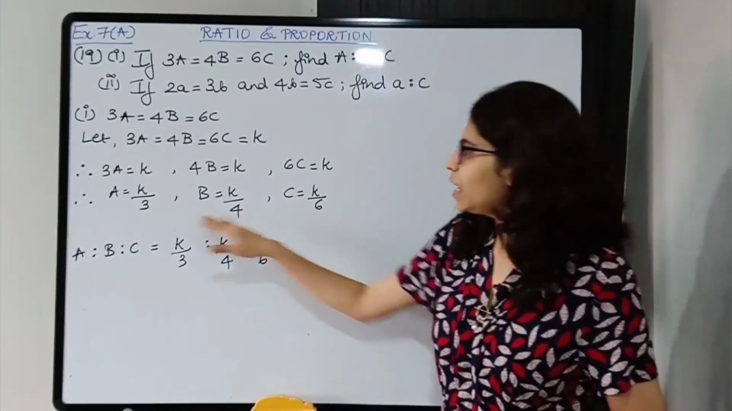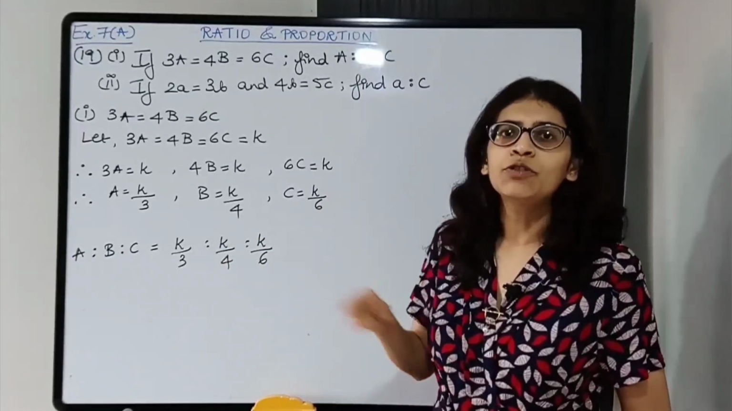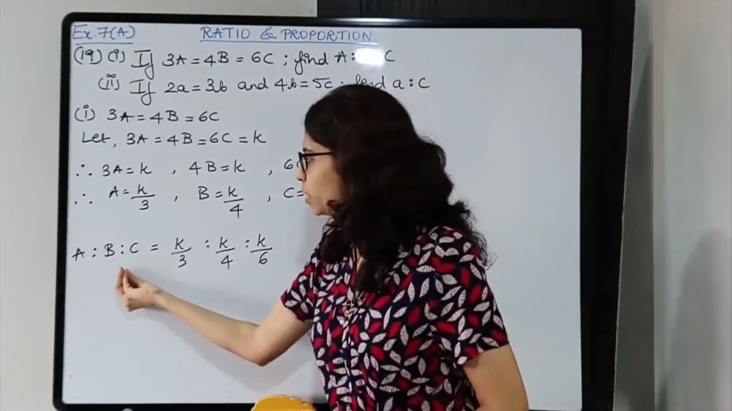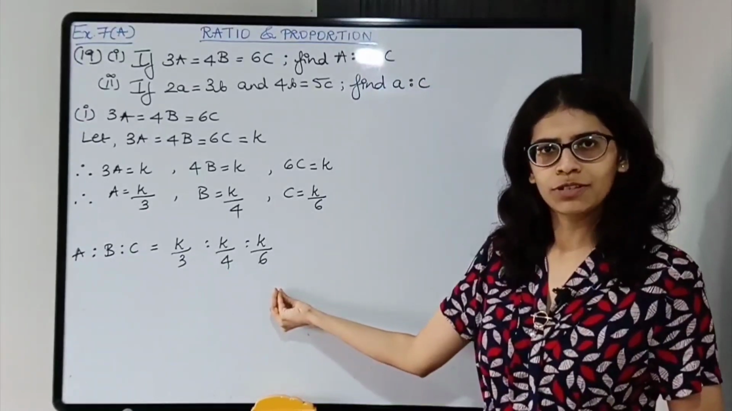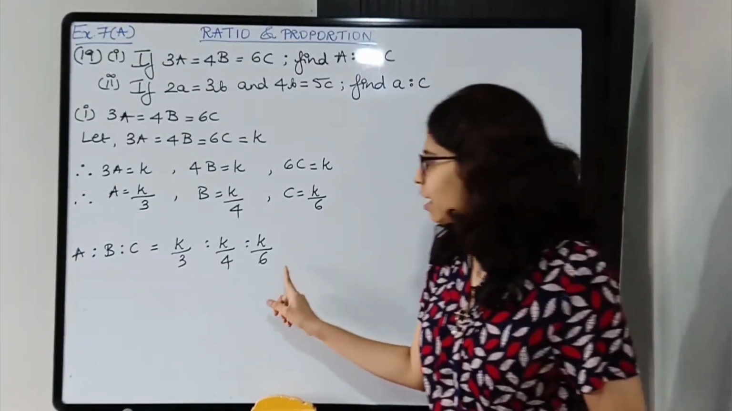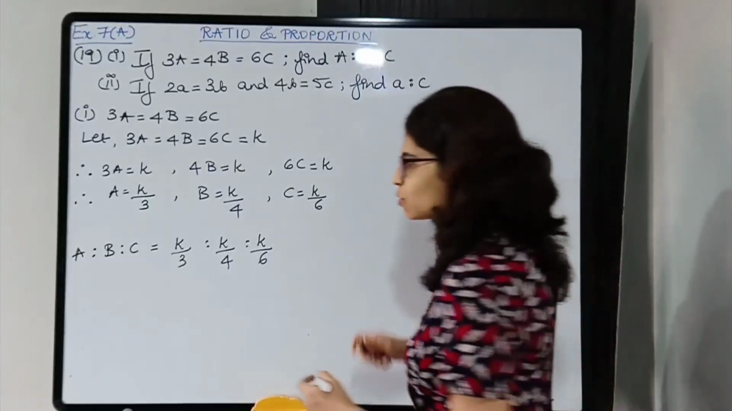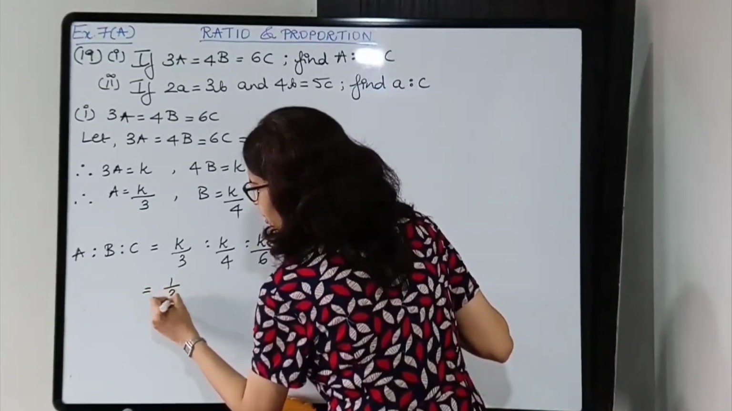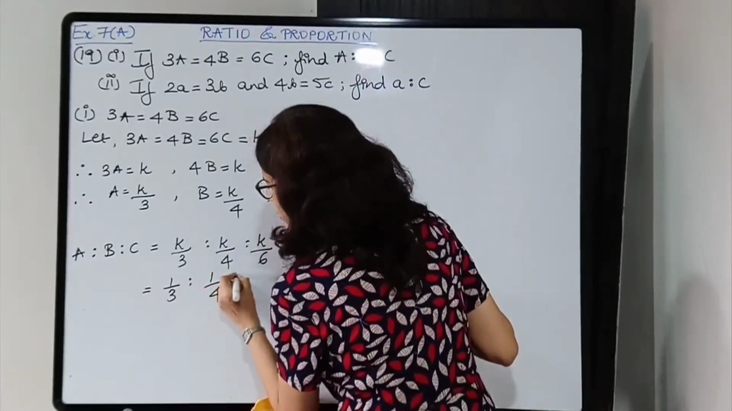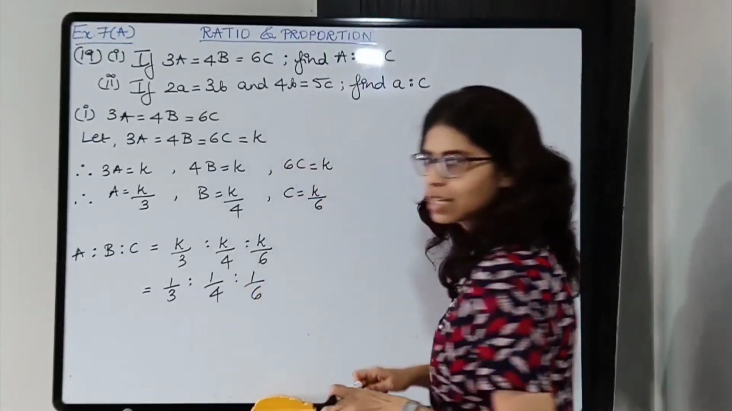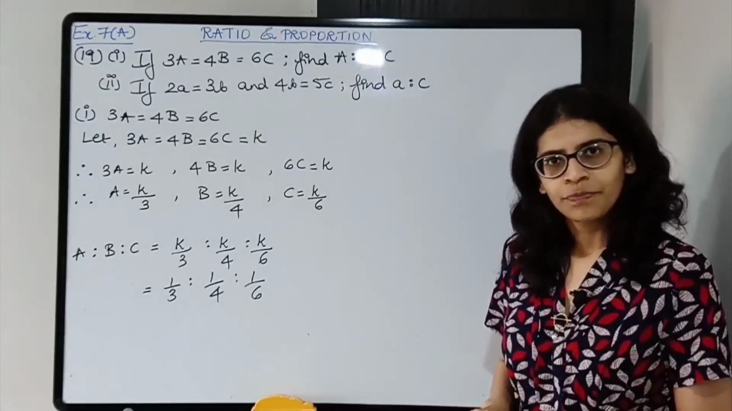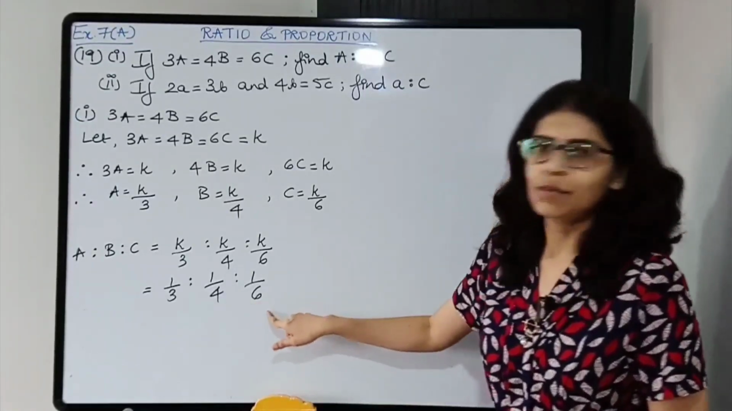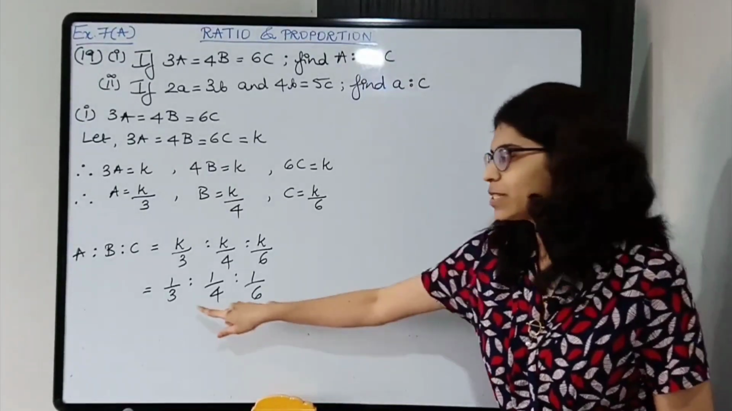ठीक है, अब A, B and C का वैल्यू मिल गया, we need to find the ratio A is to B is to C. So it will be k upon 3 is to k upon 4 is to k upon 6. Okay, now k will get cancelled, so we are left with 1 upon 3 is to 1 upon 4 is to 1 upon 6. We have numbers in denominator, so we will take LCM first. सब डिनोमिनेटर को सेम करना है, ठीक है, सबका वैल्यू सेम करना है.